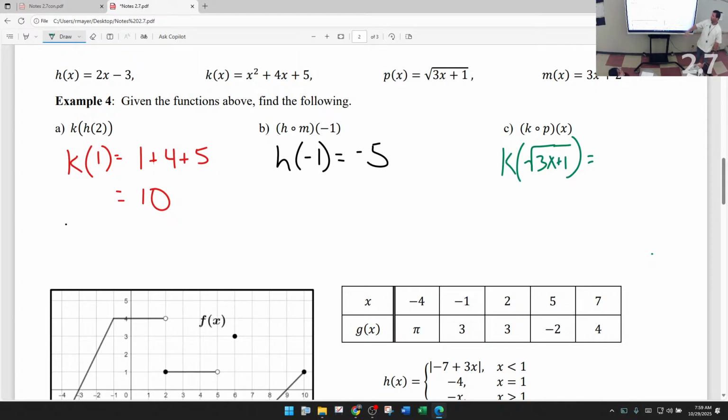So if I square the square root of 3x plus 1, I'm going to get 3x plus 1. And then I got to do, I'm going to run out of room, plus 4 parentheses, square root of 3x plus 1. This is going to be bad. I got to go down here. 3x plus 1 plus 4 square root 3x plus 1 plus 5.